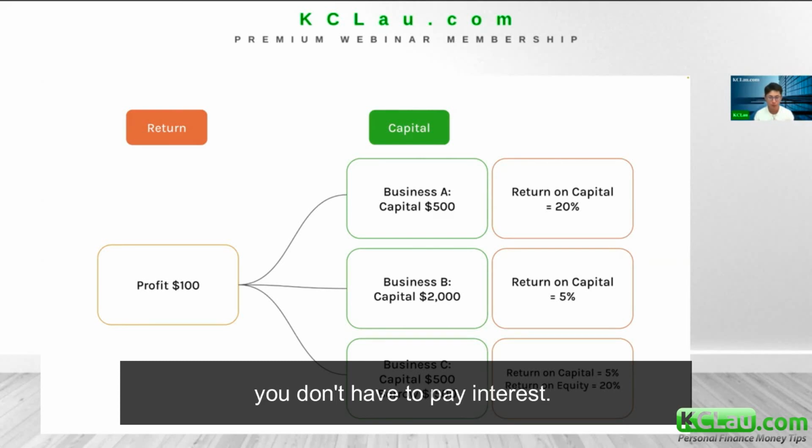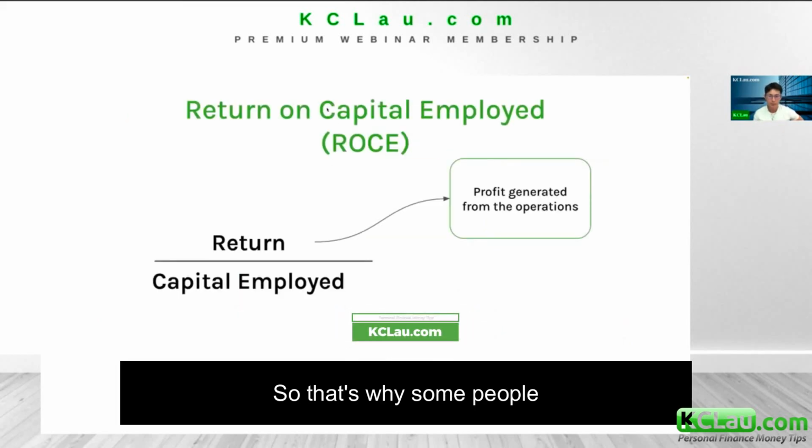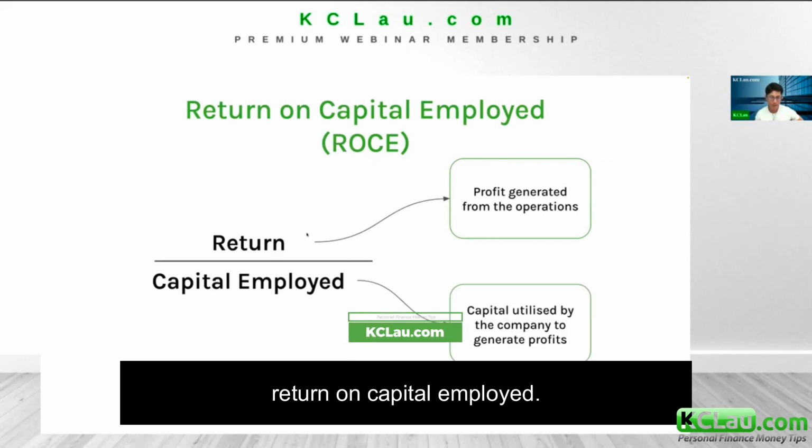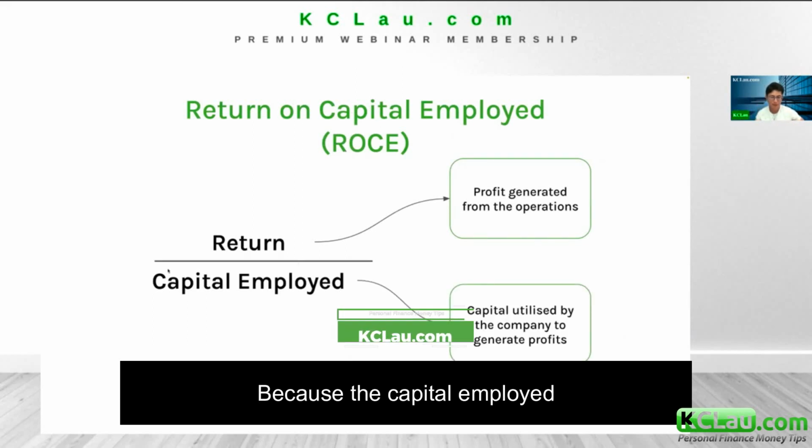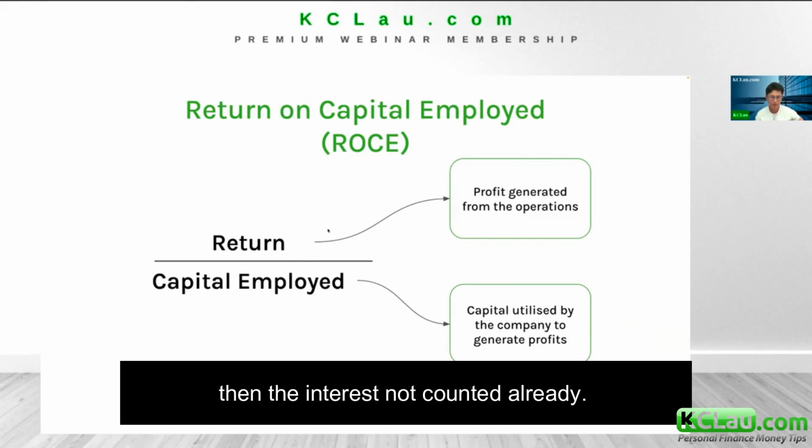Before you borrow money, you don't have to pay interest. Now you borrow this 2,500, you have to pay interest. You know that the return on equity should be less because the profit should be less due to the interest. So that's why some people will use another formula, return on capital employed, because the capital employed will include the loan, then the interest is not counted already.